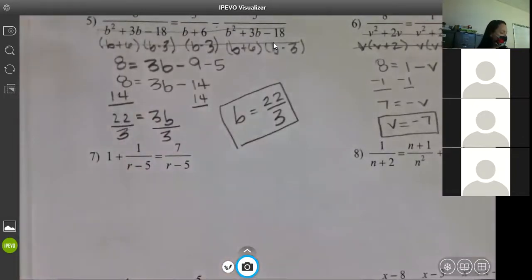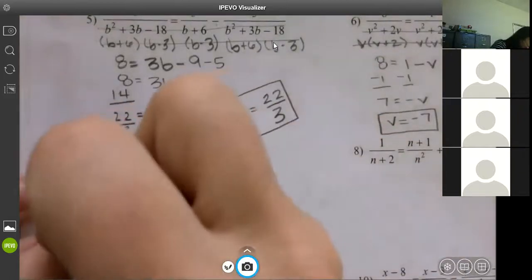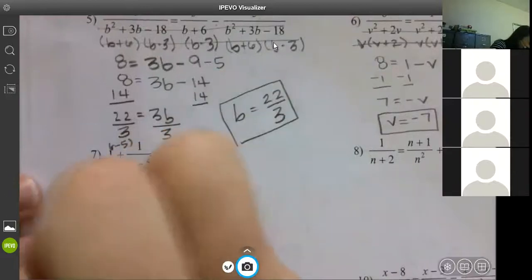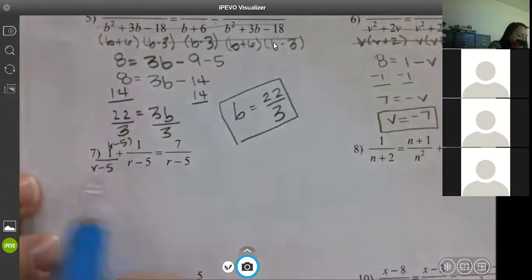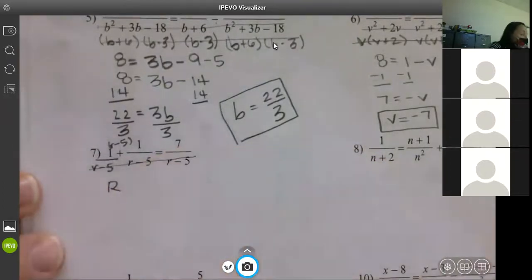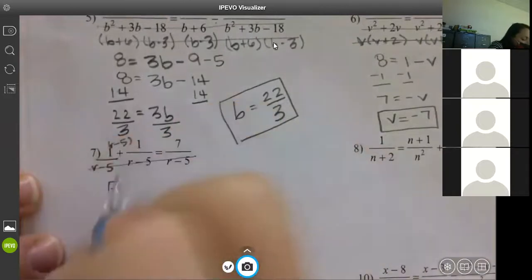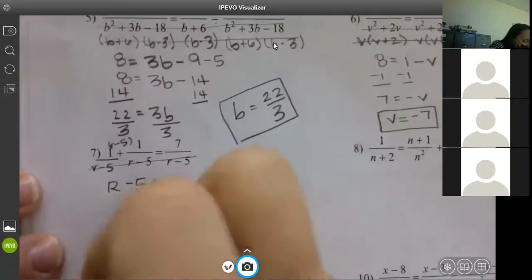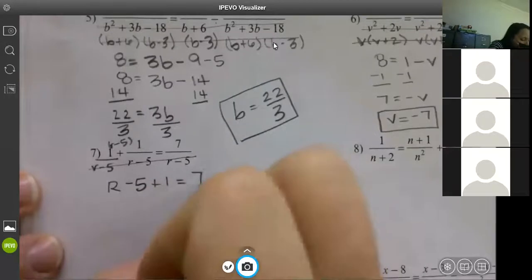What's your common denominator? R minus 5. The first one is the only one that doesn't have it. Sorry, writing it really tiny right there. Everything else has it, so we're good to go with everything else. Distribute 1 times R is 1R. 1 times negative 5 is negative 5. Keep writing, plus 1 equals 7.